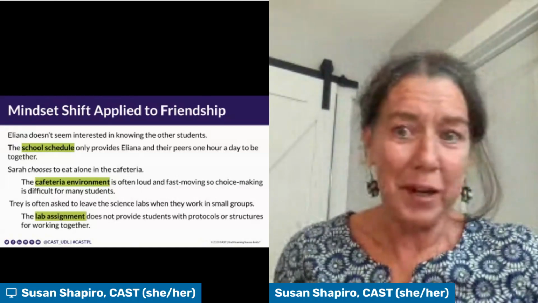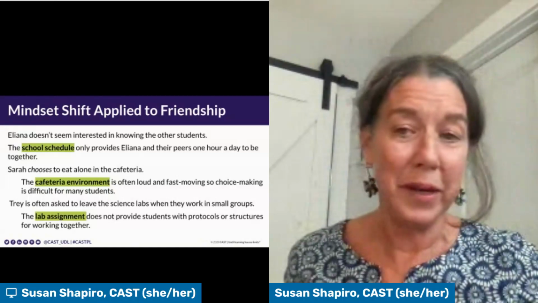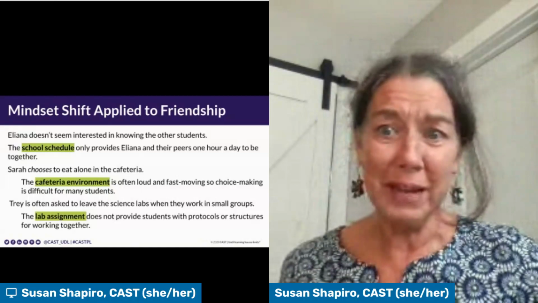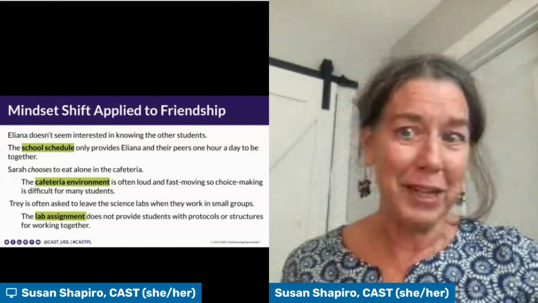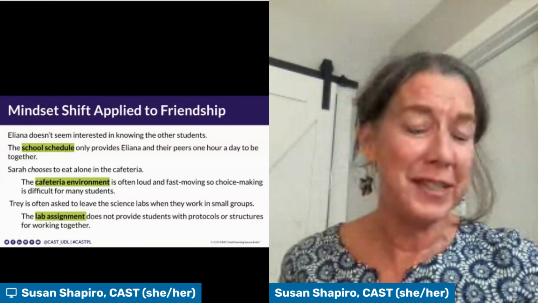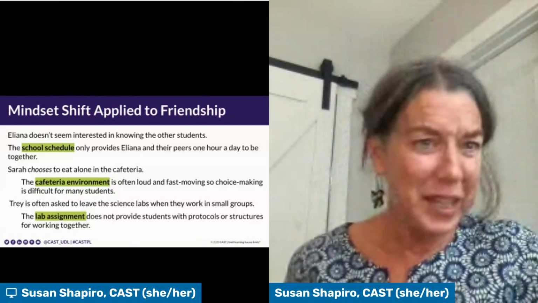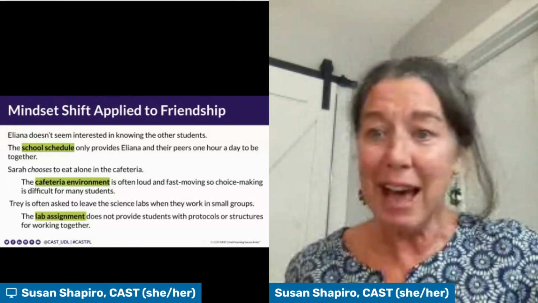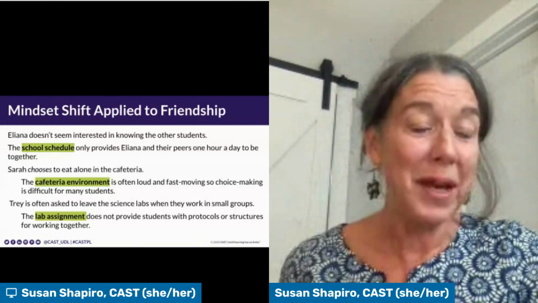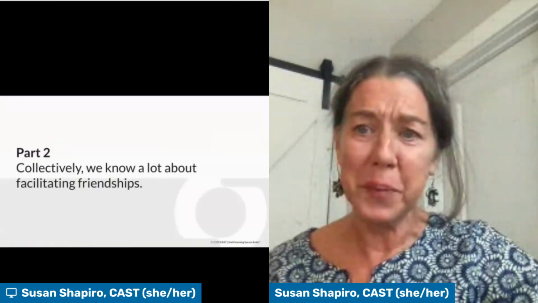What if Sarah's not the barrier, but the cafeteria environment and the decision making around where you sit is the barrier? We can change that. And the school schedule, right? What if that's the barrier, not Eliana, right? So, those green bolded words, school schedule, cafeteria environment, lab assignment, those are things that we have power and control over as adults. We can change those things. Eliana, Sarah, and Trey, we don't have the right to change people, right? We have the obligation, I think, to change environments where there are barriers.